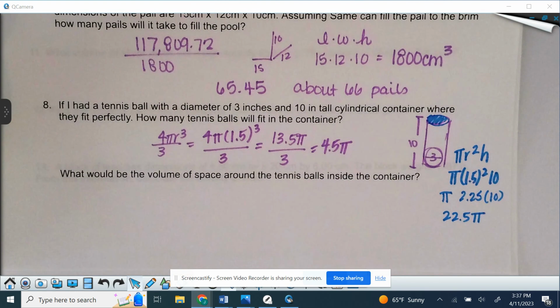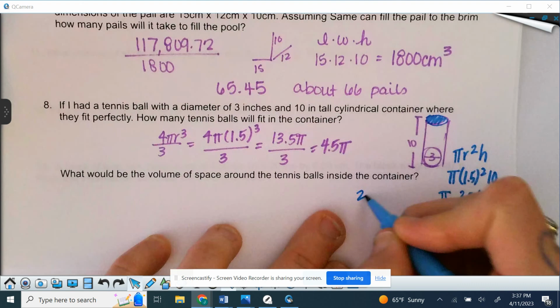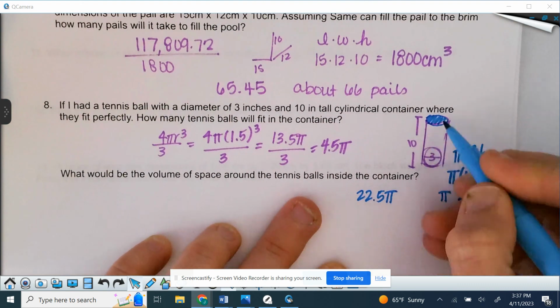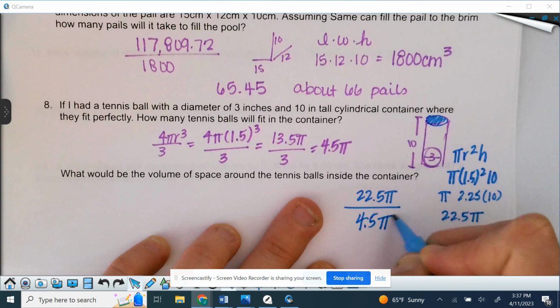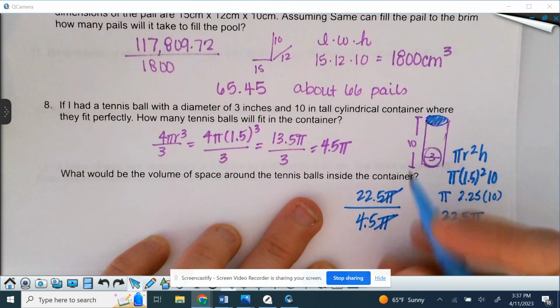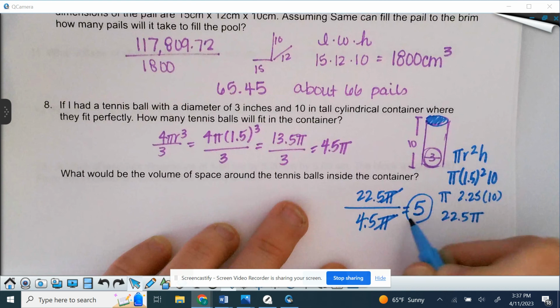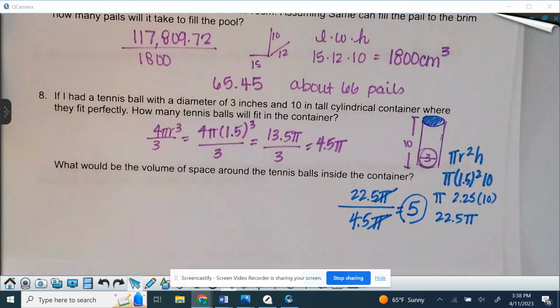And it'll go in there 5 times, because the pi divided by pi, they basically cancel each other out. Because we're taking our 22.5 pi, that's the volume of the whole cylinder, divided by 4.5 pi. These go away. It's going to give me 5. So that means 5 tennis balls will fit in this 10-inch long cylindrical container that holds a 3-inch diameter tennis ball. Man, sorry, having some word tangles on my tongue.